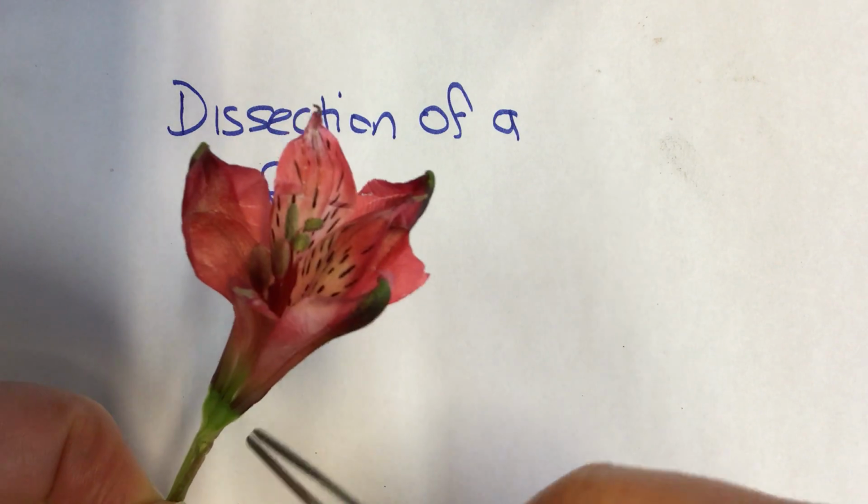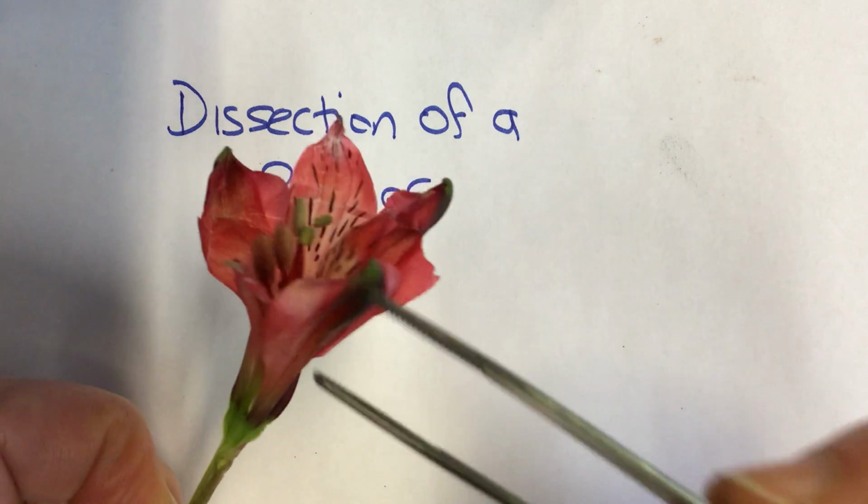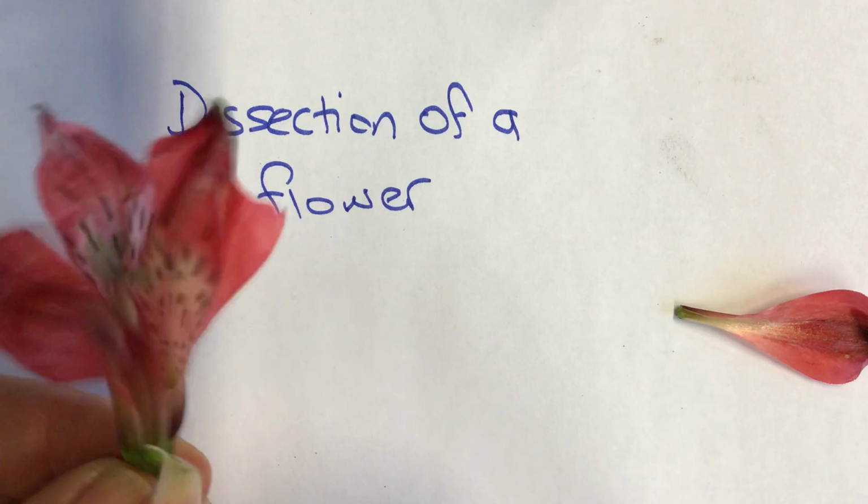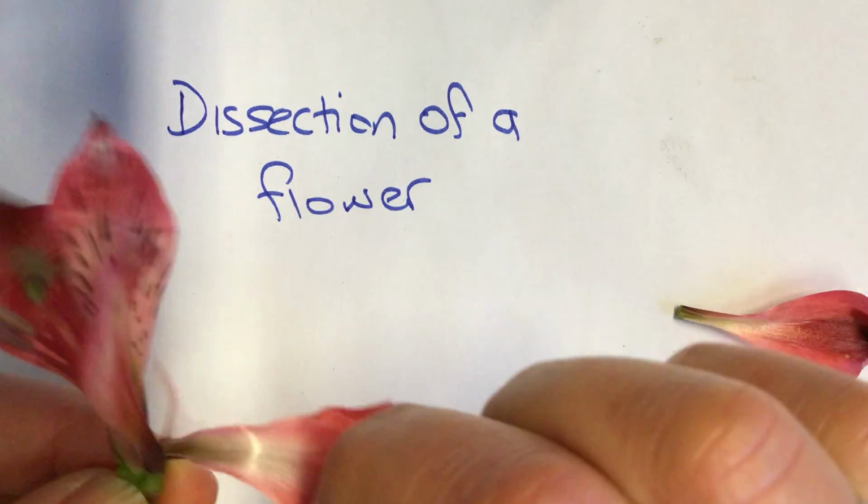And the flower sits on a platform called the receptacle. So that holds the flower in its place. So our brightly coloured petals, if we remove them, will show us then the male and the female reproductive organs.